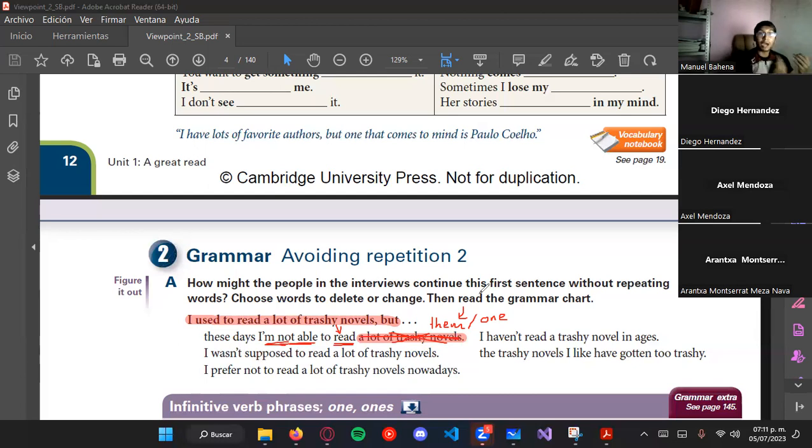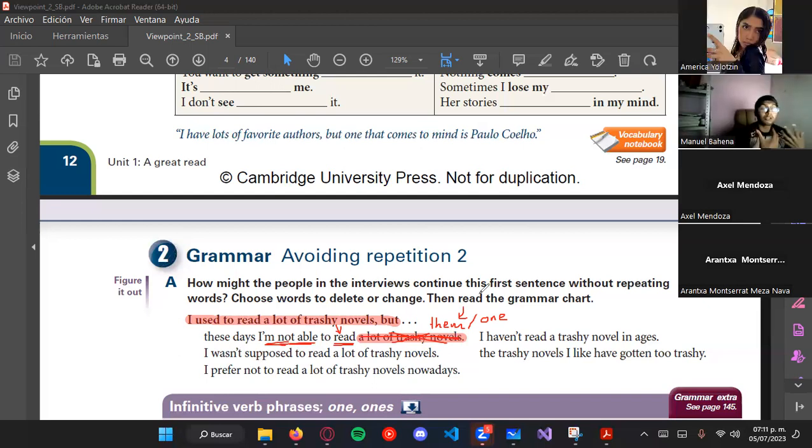Because then I will be saying, these days, en estos días, no puedo o no soy capaz de leerlas. We're able to read them. If we are using one, valga la redundancia, I'm saying, "I'm not able to read one." No soy capaz de leerlas. Okay, de leer una. I'm not able to read one. Okay? Yes, America?